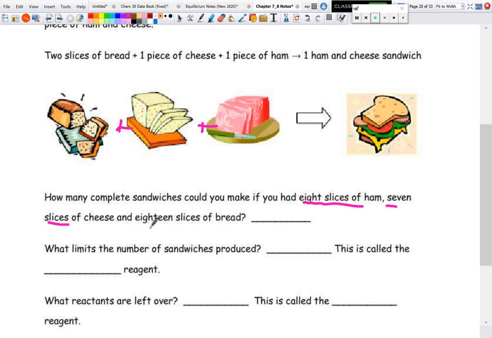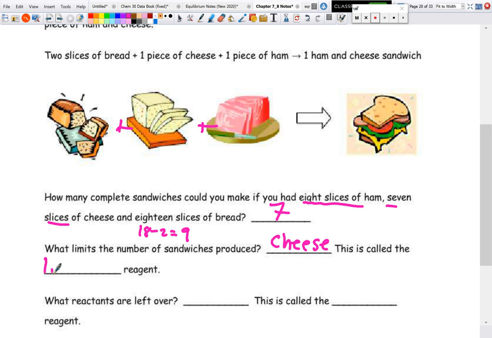We know we need 2 slices of bread, so 18 divided by 2 equals 9. When we look at it, with the ham we can complete 8. With the cheese we can only complete 7. With the bread we can complete 9. So obviously the amount of complete sandwiches we can make is only 7. That is because the thing that limits the amount of complete sandwiches produced is going to be the cheese, because we have less of it.